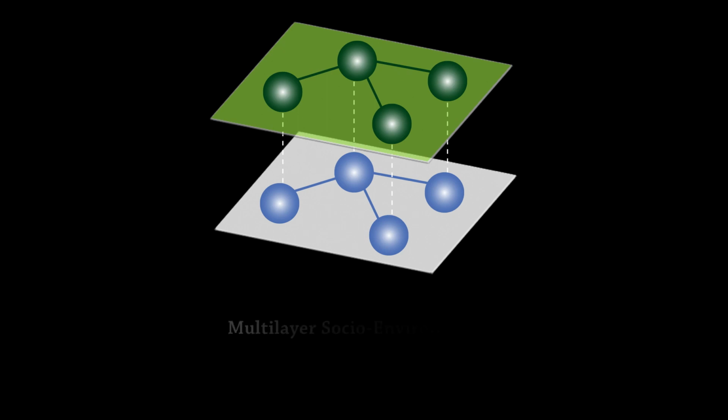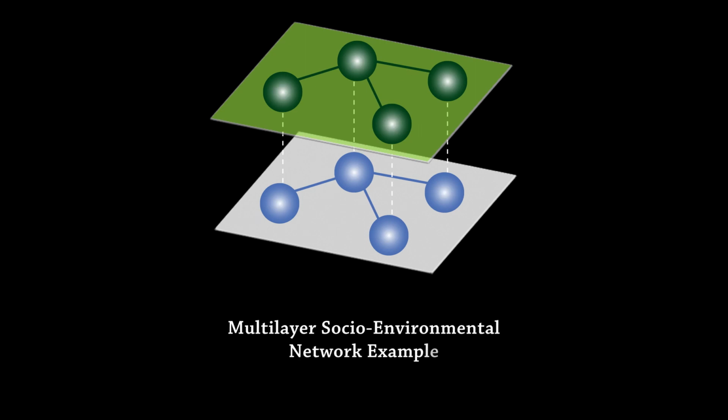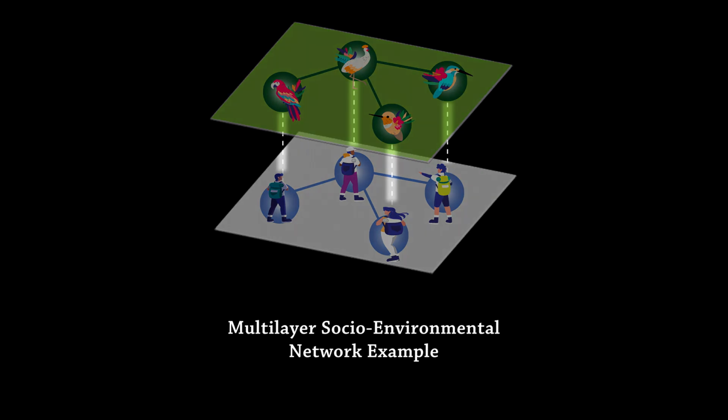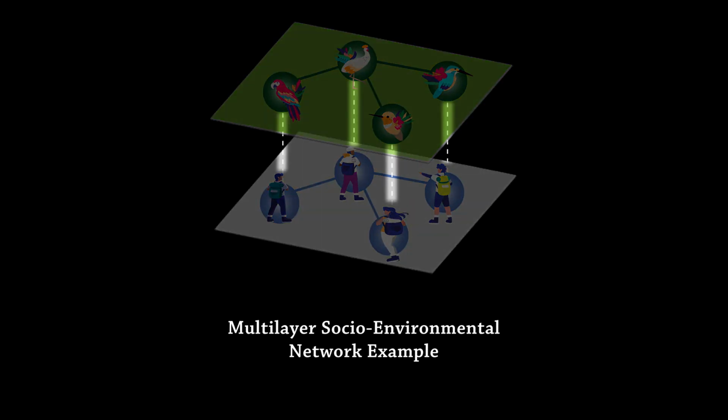As an example of a multi-layered socio-environmental network, the green environmental layer here may represent different species of birds, only some of which share the same type of habitats, while the social layer may represent a network of bird watchers with different preferences for the species they seek out. Note that the interlayer links represent the socio-environmental links in this representation.